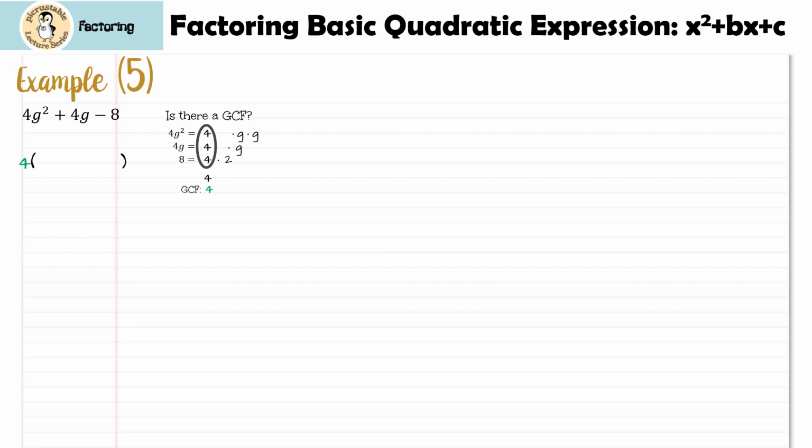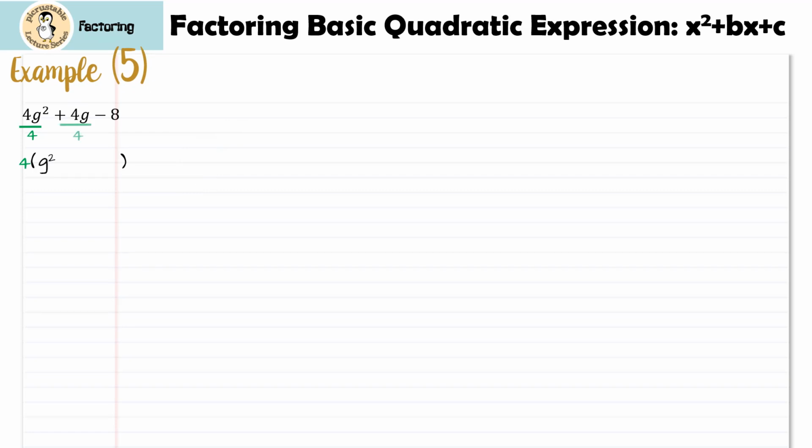Our next step is to write the 4 in a parentheses. To figure out what's inside the parentheses, we have to divide each term by 4. We're going to get g squared plus g minus 2. Great! But we're not quite done, because we still have to look inside this parentheses. We need to try to factor.